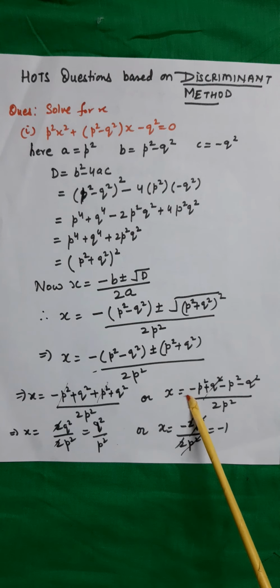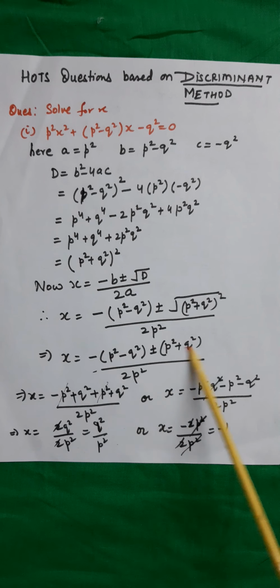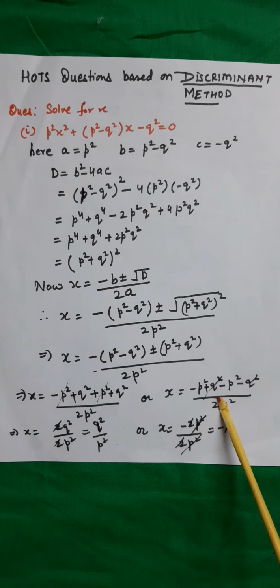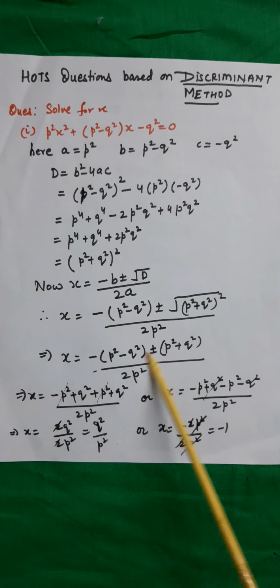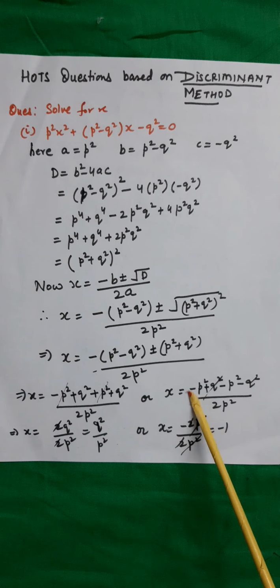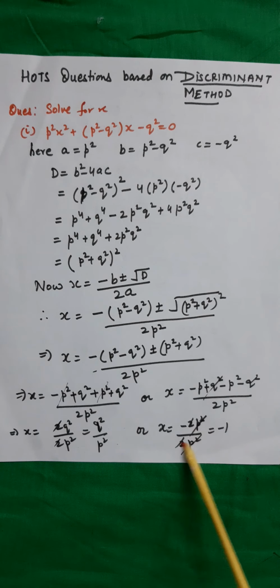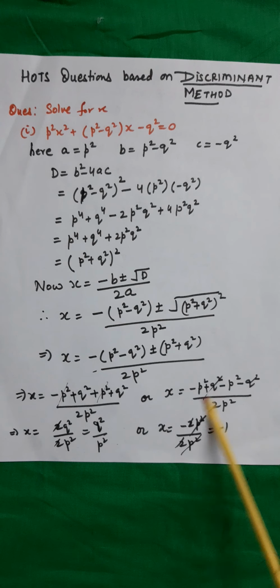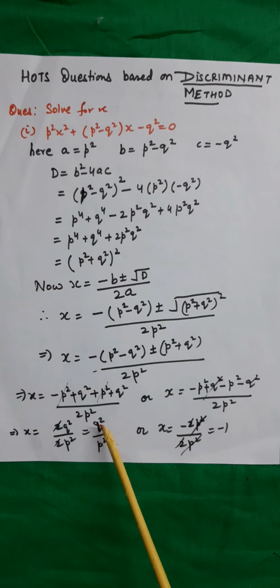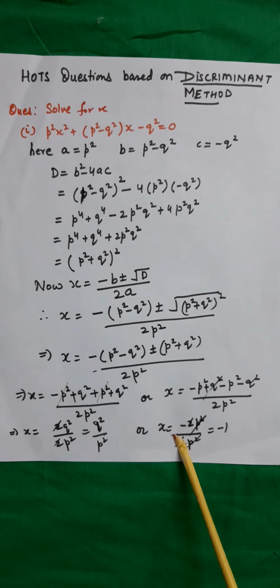If I take the negative sign, then on opening the brackets I will get −p² + q² − p² − q². q² and −q² will get cancelled, and I will have −2p² / 2p². They get cancelled and I have −1. So the two roots are q²/p² or −1. Last question.